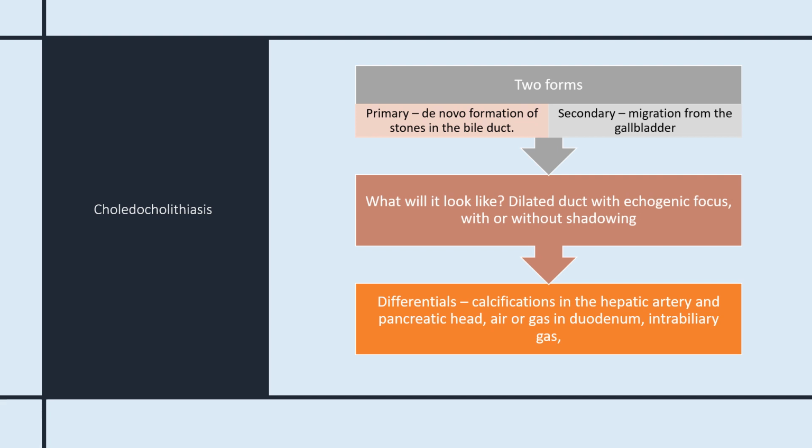The primary form is de novo formation in the bile duct itself. That means that even if your gallbladder has been removed, you can still make stones. Your ducts can make stones.